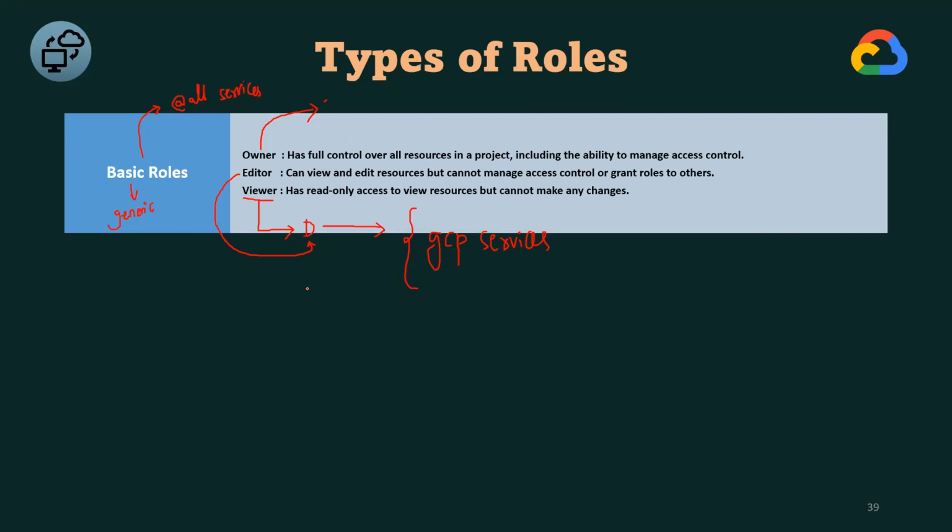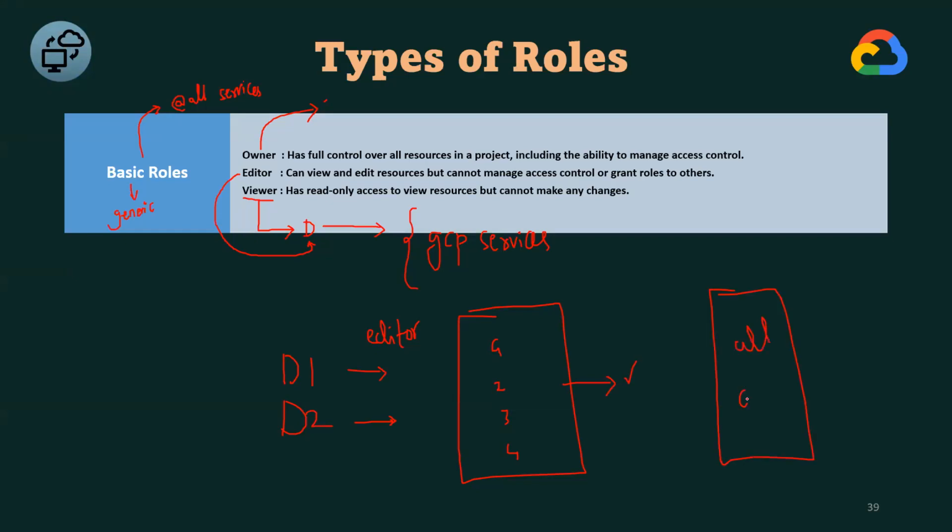Now, when I provide a developer, we already know that we have developer one, developer two. They are only working on 4 services: 1, 2, 3, 4. But if I give them editor access, because they need to edit something in these 4, basic editor access, not only will they be editing here, they will have editor access to all the GCP services. It is fine if they are editing in these 4 services. But they will have edit access to the others also.